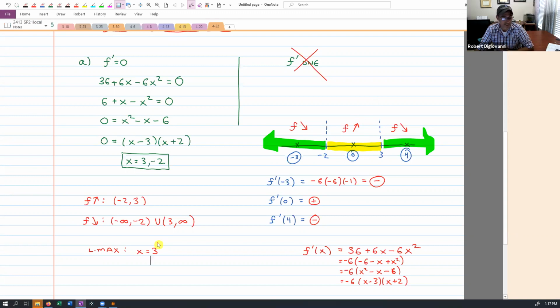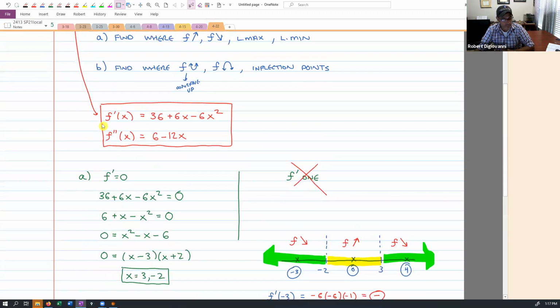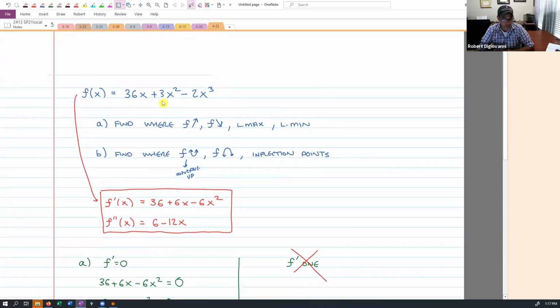Now, I always like to get it as a point. So as a point, we can plug that value into the original function, the original one way up here, and we'll get an answer. I'll just do it on my calculator real quick.